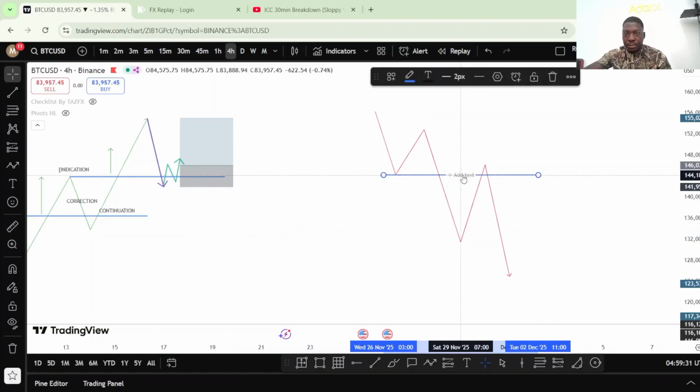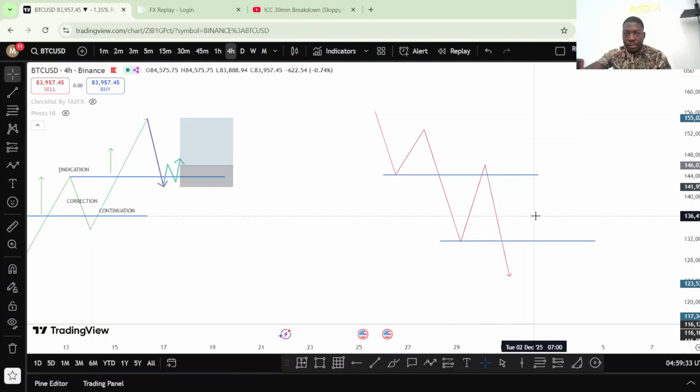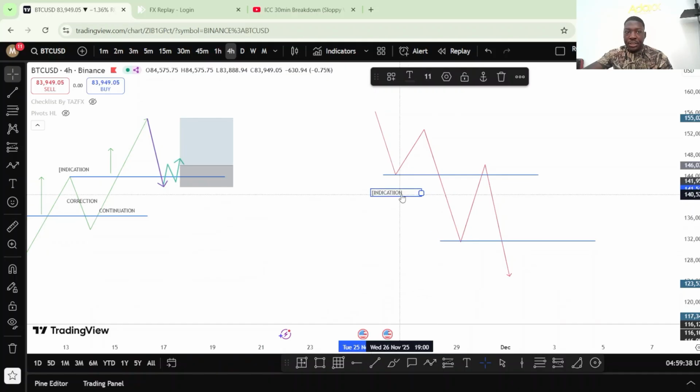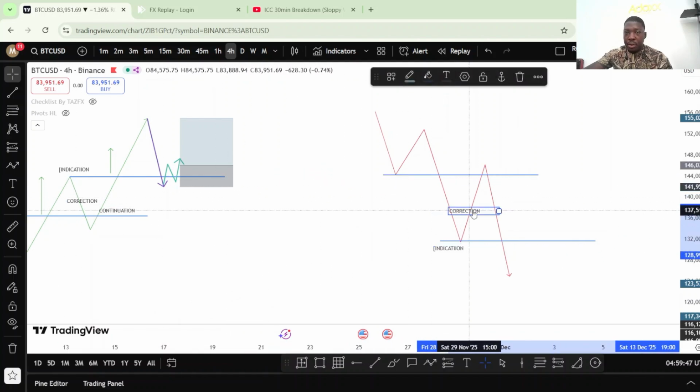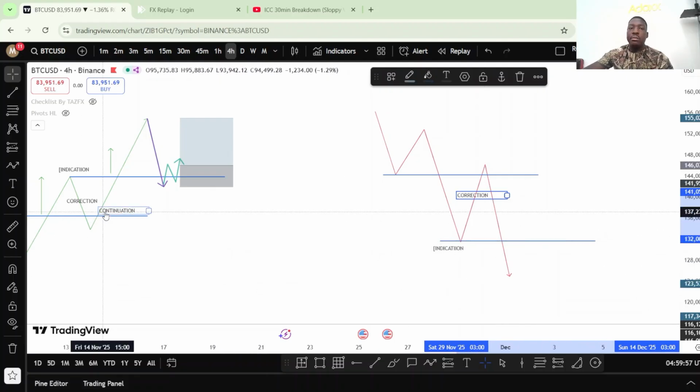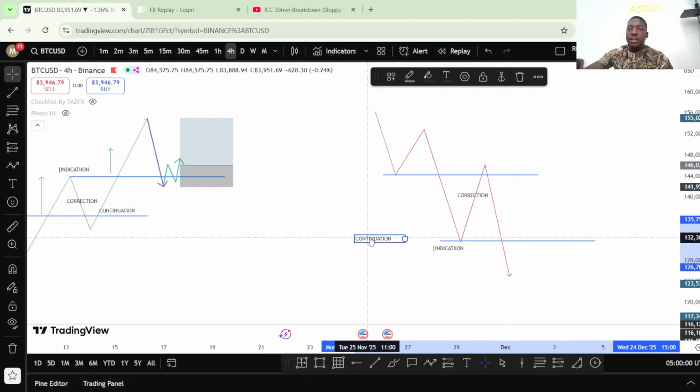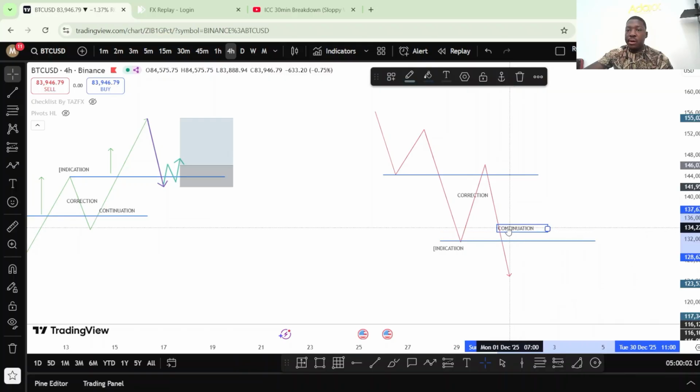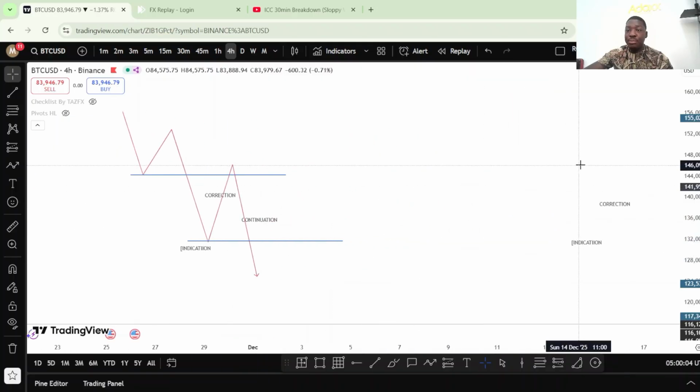Exact same thing. This is your indication right here. This is your correction right here. Price is correcting back to where buyers were last at so that it can dump. Then this is your continuation right here. It is that simple.